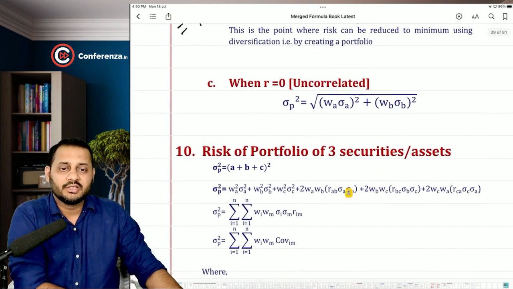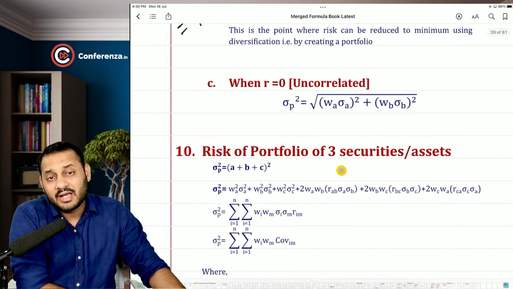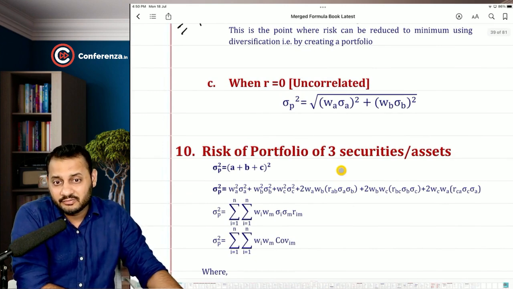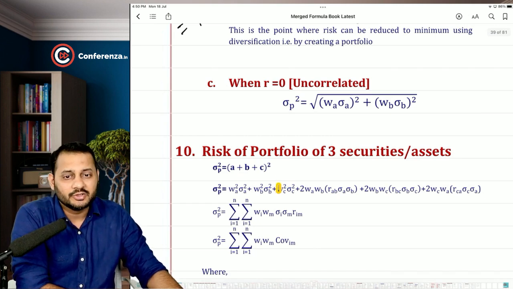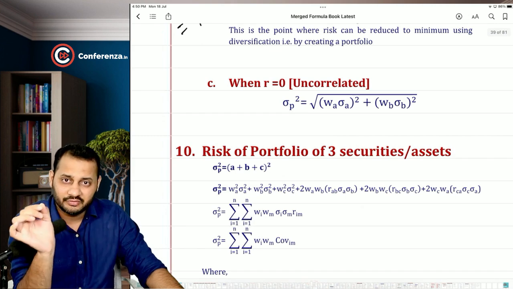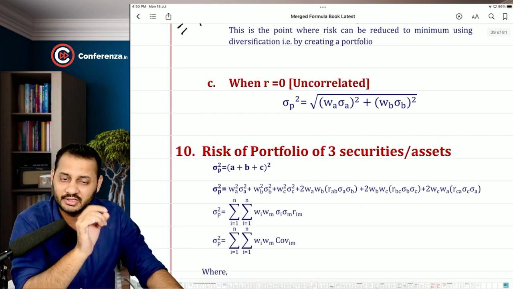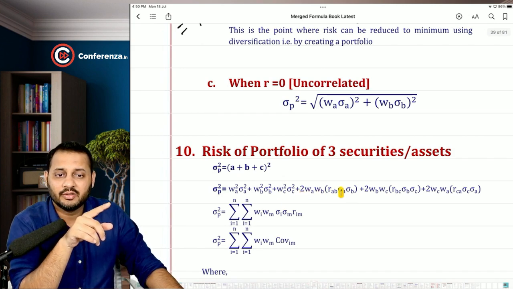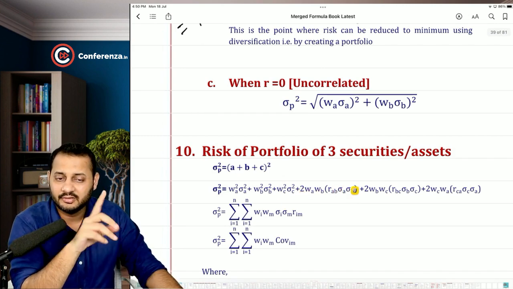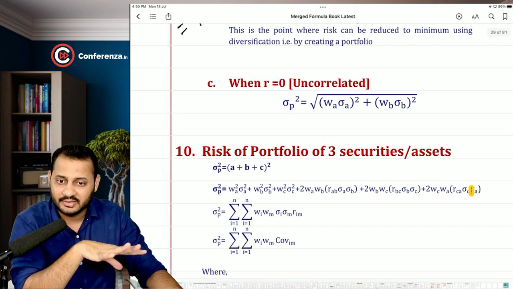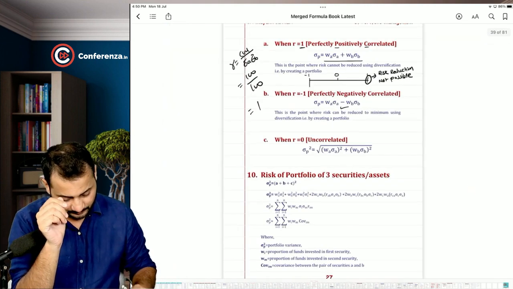Risk of a portfolio of 3 securities has to be calculated in the same manner as we have calculated for the risk of the portfolio of 2 securities, that is, A plus B plus C whole square. A square plus B square plus C square plus 2AB plus 2BC plus 2CA. With every A, B and C, you are going to put standard deviation of A, weight of A, standard deviation of B, weight of B, standard deviation of C, weight of C. And then with every 2AB, you are going to attach rAB at the end, rBC at the end, and rCA at the end. That's it.